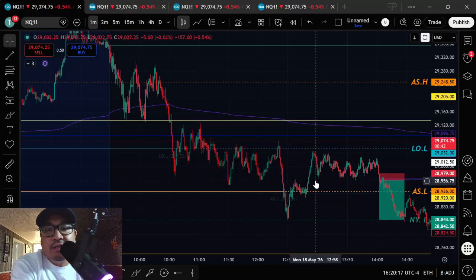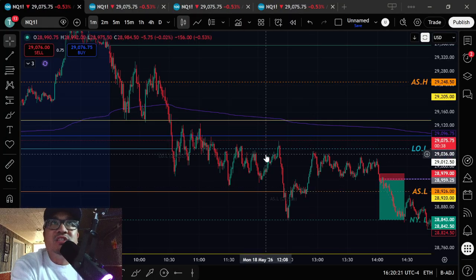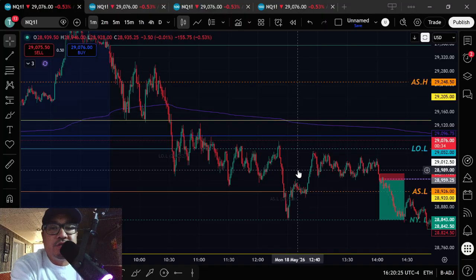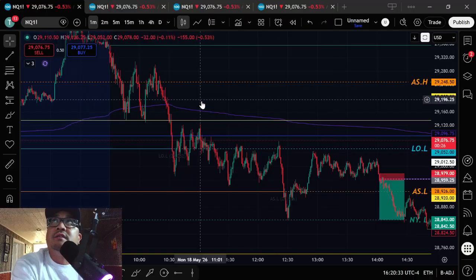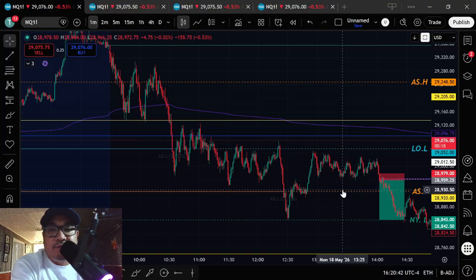You don't know where to enter, right? And you know it's going lower, and these are continuation moves lower, right? But you still need confirmation. Because other than that, if you don't have confirmation, you're just gambling inside the trend, which is lower, right? So we want a confirmation, and that's what my whale pivot model does for you.